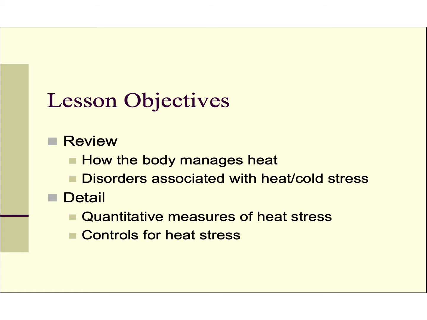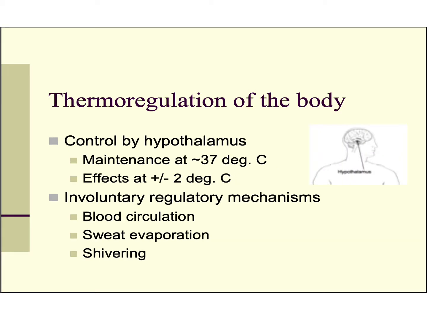the heat balance. I'm sure that you all recall that the body is maintained at a constant temperature of around 37 degrees C. The control is done by an organ at the base of the brain called the hypothalamus, which causes certain involuntary regulatory mechanisms to take place if the temperature gets out of balance. The maintenance is usually done within plus or minus 1 degree C, and we begin to see effects at plus or minus 2 degrees C.